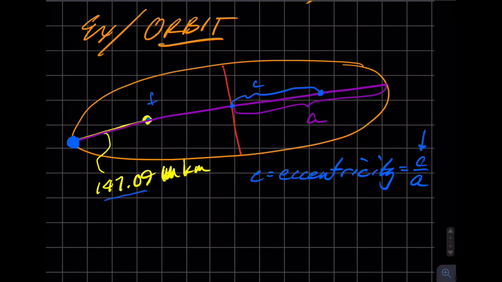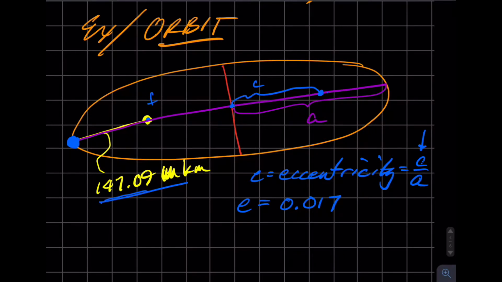If I somehow accidentally flip the relationship and said E is equal to A over C, that can't work, because if C is 0, I'm going to get something over 0, which is undefined. It doesn't make any sense with regard to it being a circle. So in this case, they also gave us that E was equal to 0.017, and it's just a number because it's a distance divided by a distance.